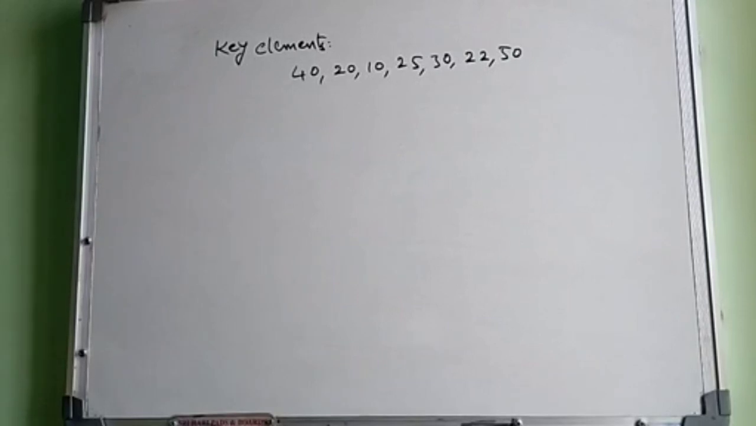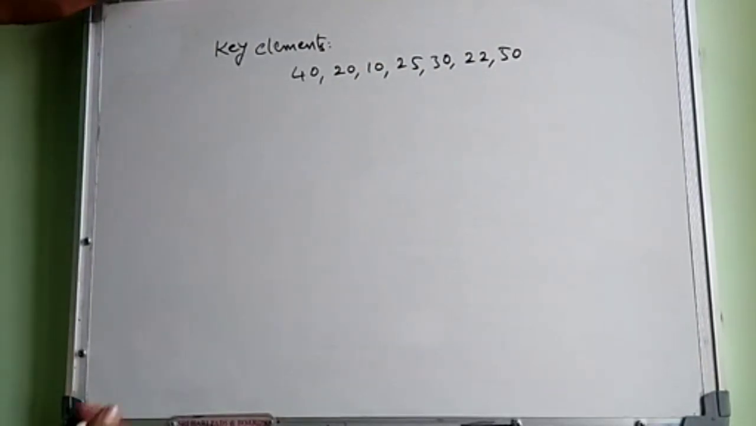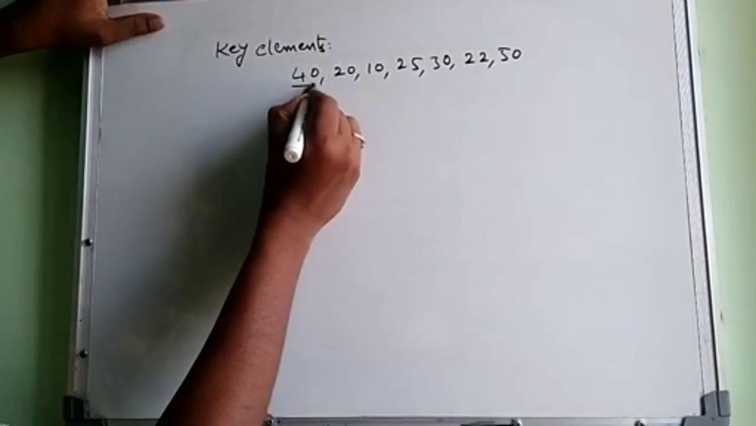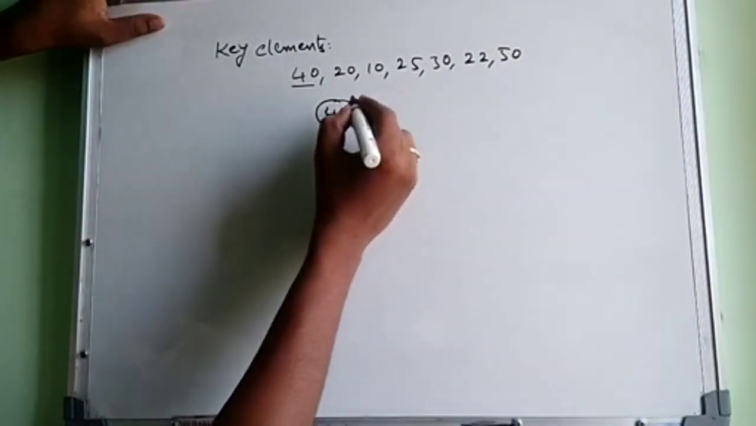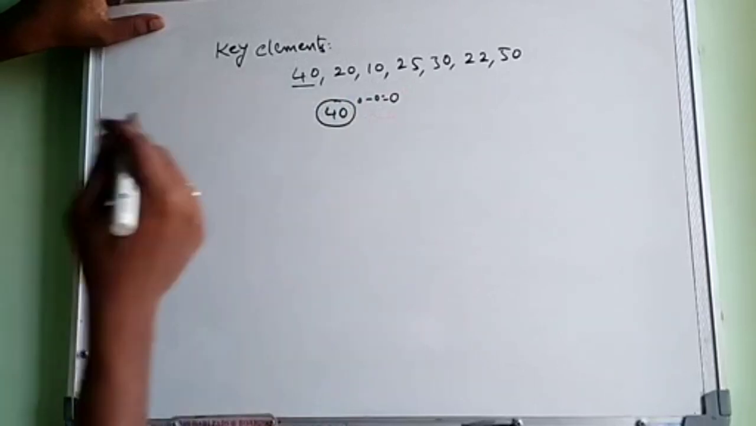Let us take the last example problem on the AVL tree: how to apply the rotation. Observe carefully. If you know, do it yourself. So I take the root node as usual, 40. Apply the balancing factor. No left child, no right child, so 0.